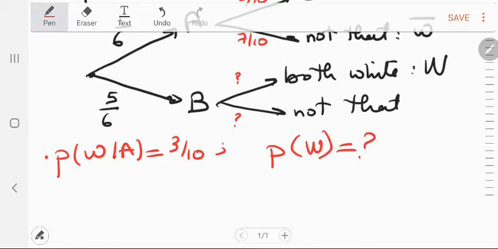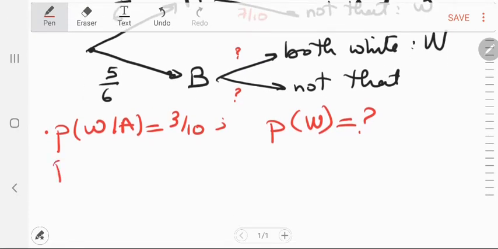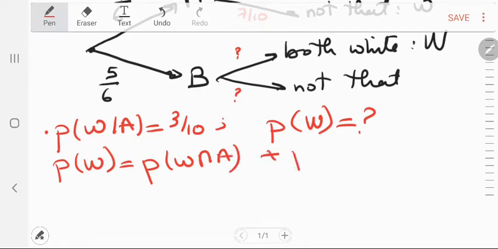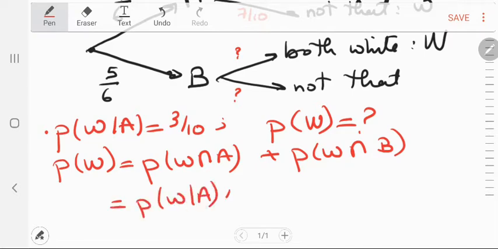So if a player plays this game by throwing a fair die, then going to a certain urn, one of these 2 urns, and selecting 2 balls simultaneously, what's the probability that the two balls selected are both white? If you look at the tree, you have to use the law of total probability. The probability of W is probability of W intersection A plus W intersection A bar, which is B. And that's probability of W slash A times A plus probability of W slash B times B.